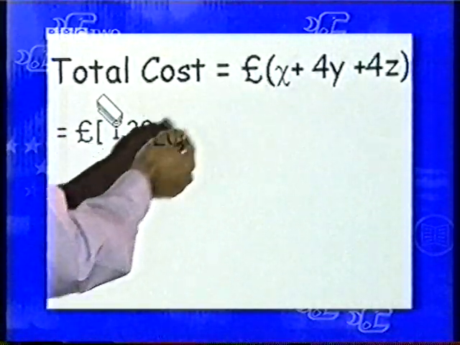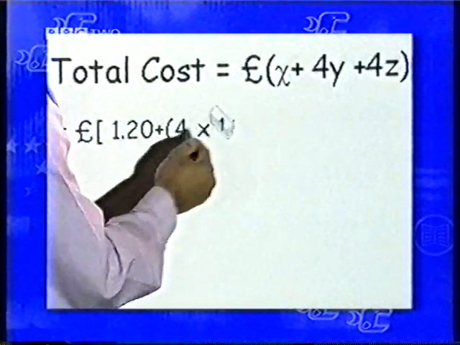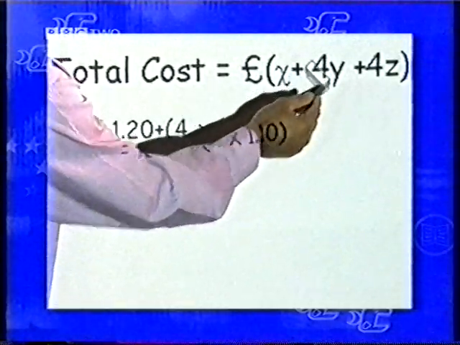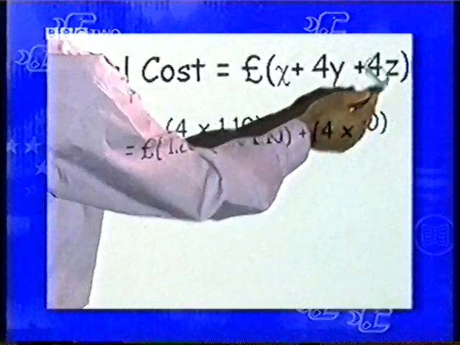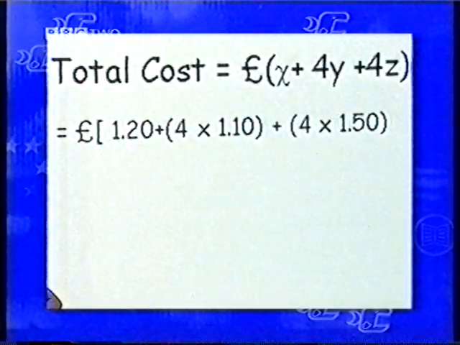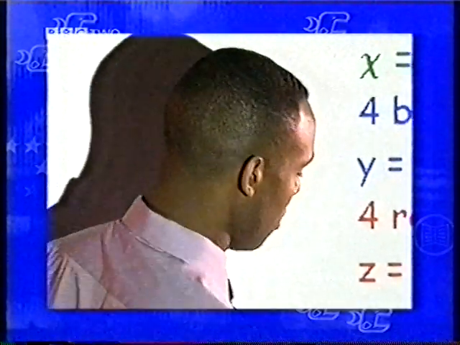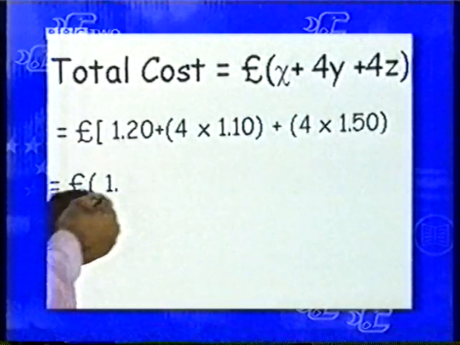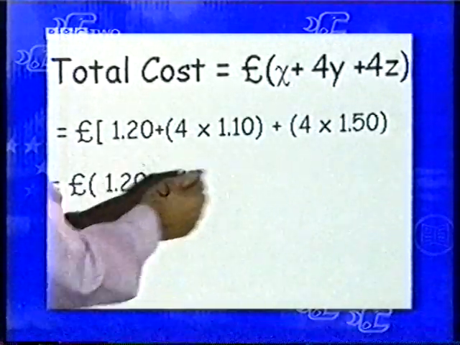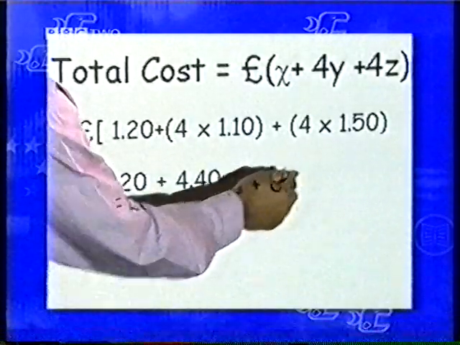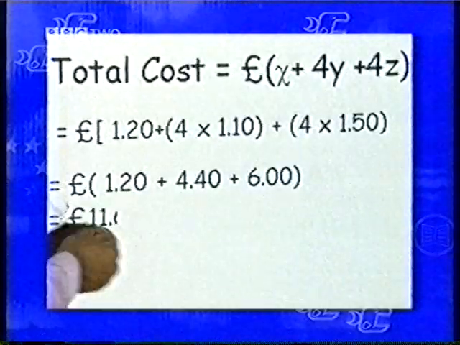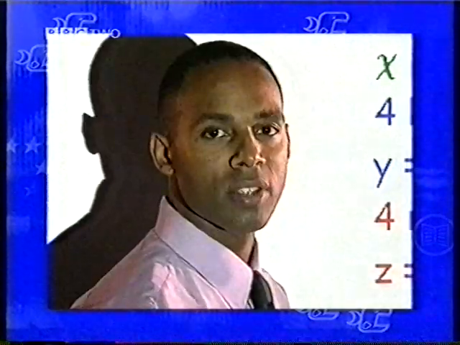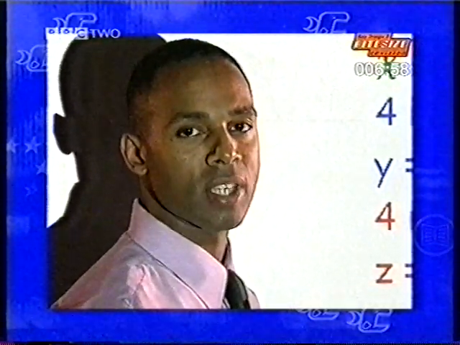The value for x is £1.20. 4 times y, which is £1.10, and 4 times the value for z, which is £1.50. So if we calculate this, we get £1.20 plus £4.40 plus 6, which gives us a total of £11.60. So that's a total cost of £11.60 for one small section of the wall.